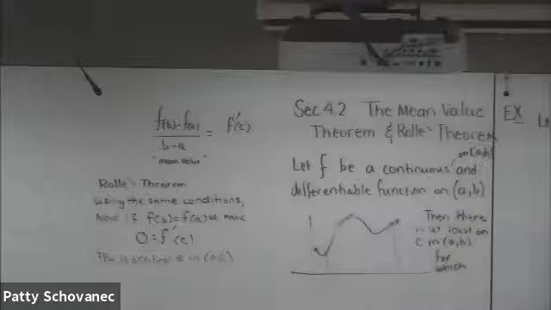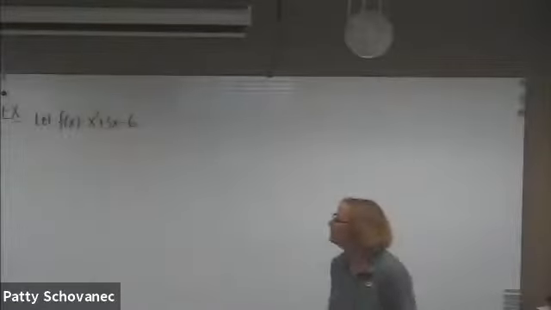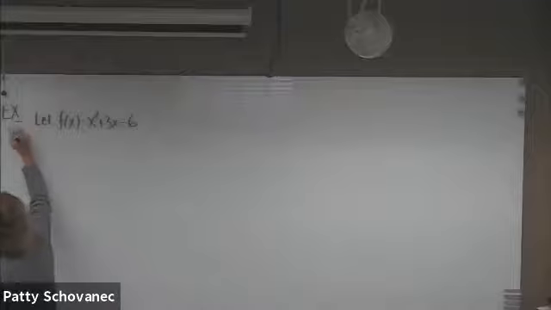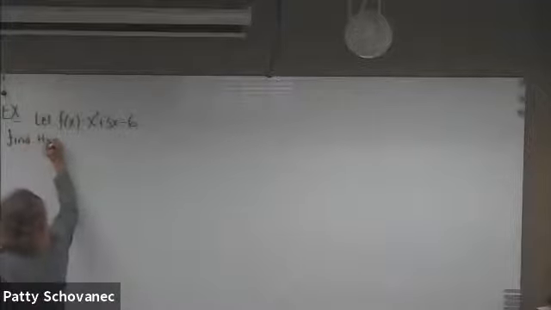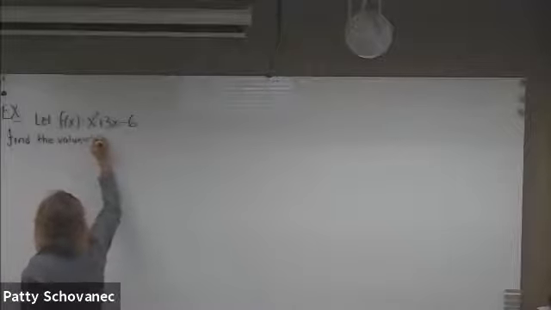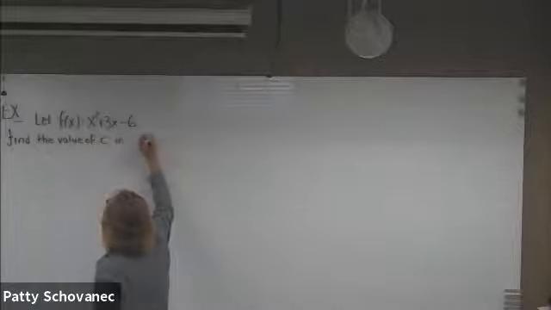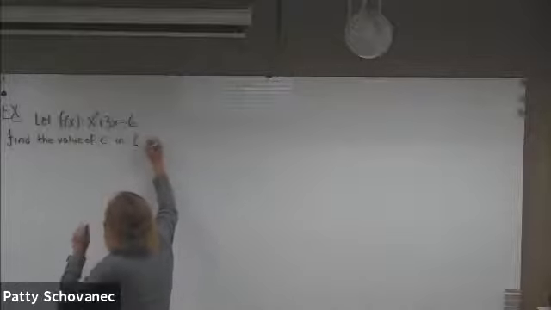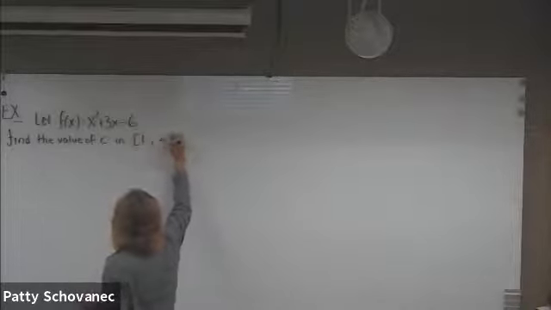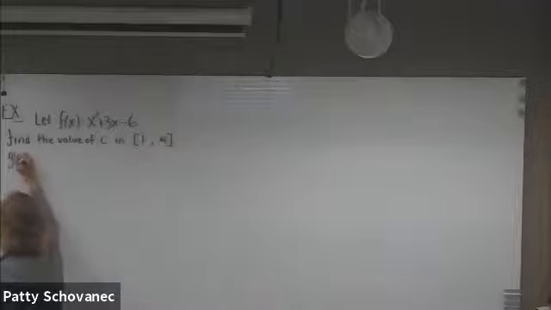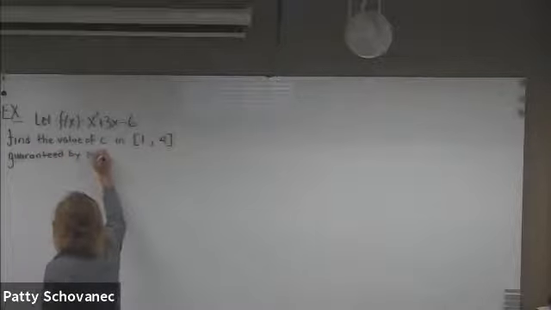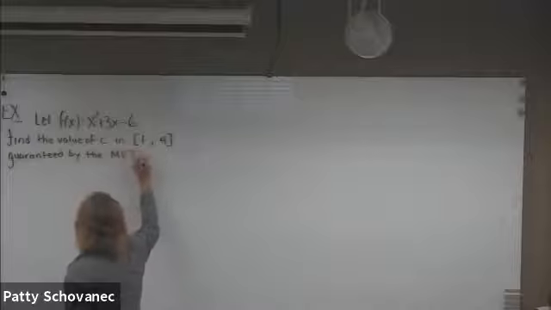There's your polynomial. F of x is x squared plus 3x minus 6. That's as continuous as they come, just a little parabola. Find the value of c in the interval, oh, I don't know, let's go from 1 to 4, guaranteed by the mean value theorem.